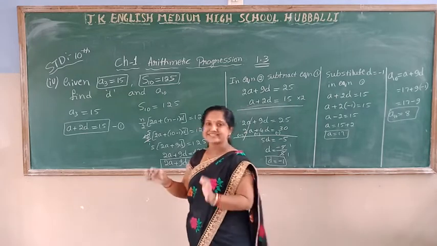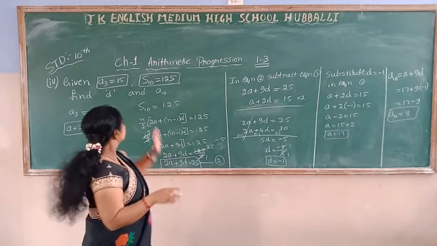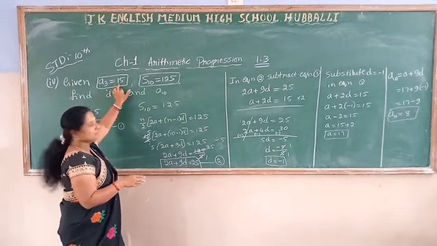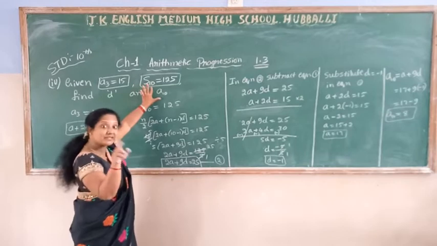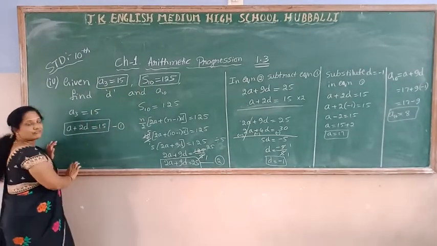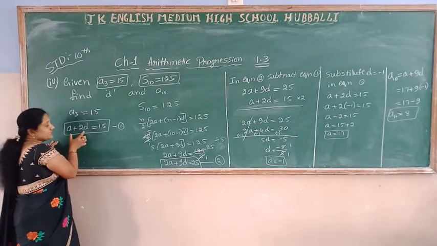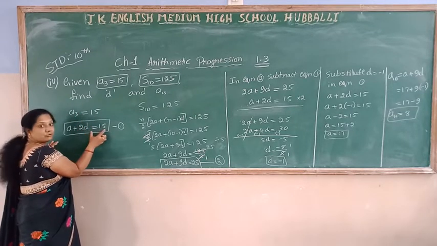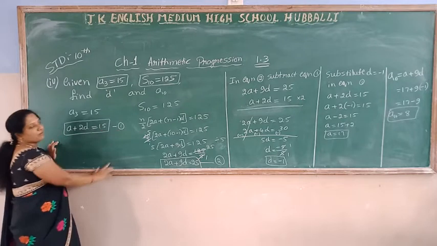So once again, can I explain now? The question pattern changes a little. The third term they gave is 15, and the sum of 10 terms they gave is 125. So for the third term equal to 15, I can write the general form of an AP, a plus 2d is equal to 15. You call this equation number 1.